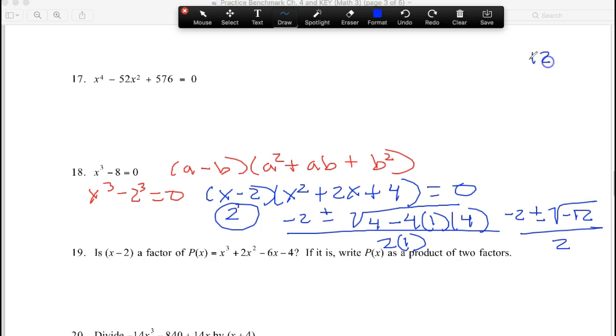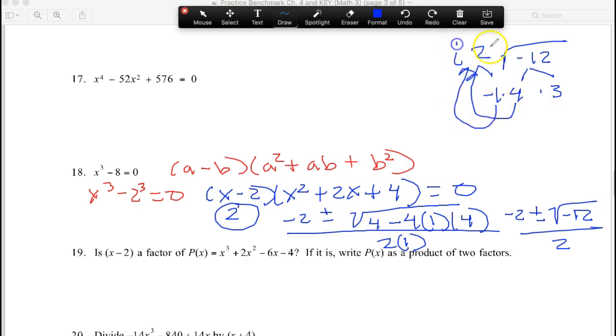Does 12 have any perfect squares? It does. It's 4 times 3. And there's a negative 1 in there. I'm going to put that right here. Okay. 4 pulls out of the root and becomes 2. Negative 1 pulls out of the root and becomes i. So I can pull these 2 out, and what's left inside the root is 3. So this will be 2i root 3.